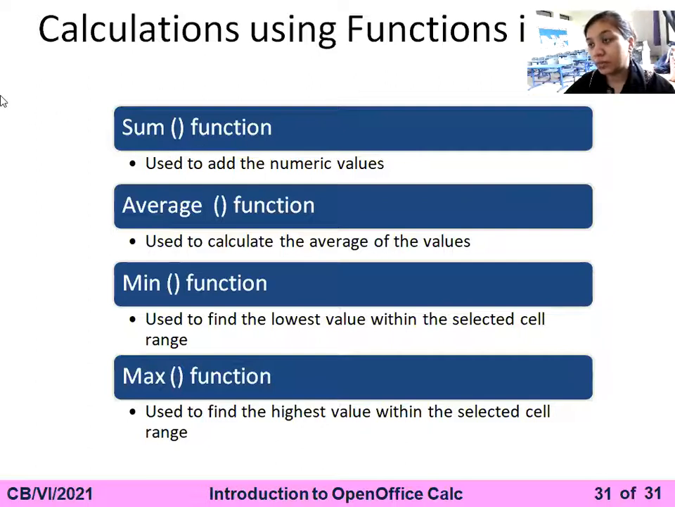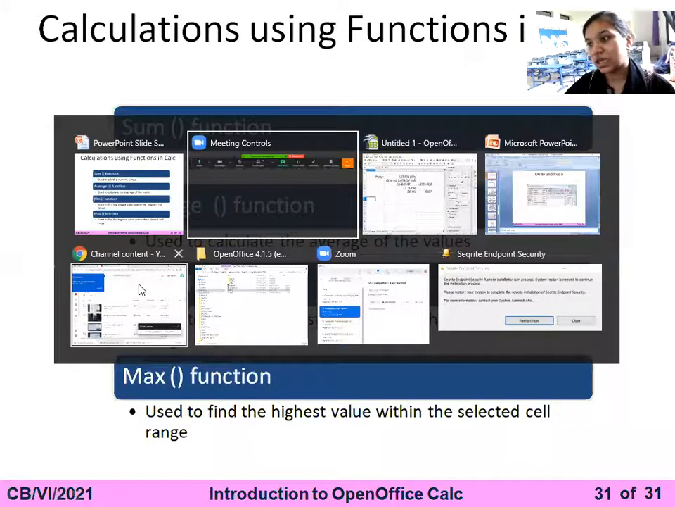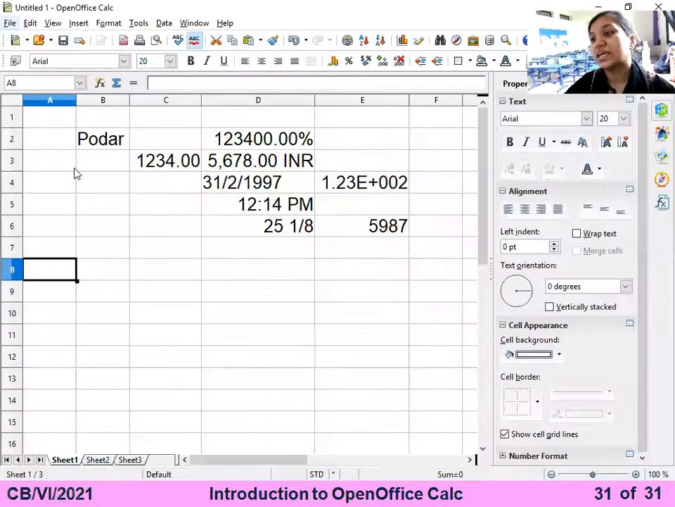One more thing to remember: whenever you are using a function, the equals to sign is compulsory. Whenever you write a function, you have to put an equals to sign before it. If you don't put the equals sign, it will be taken as text. Nothing will be displayed and you will not get the output. Remember this: whenever you use any function in CALC, you must first write the equals to sign, then the syntax of the function.